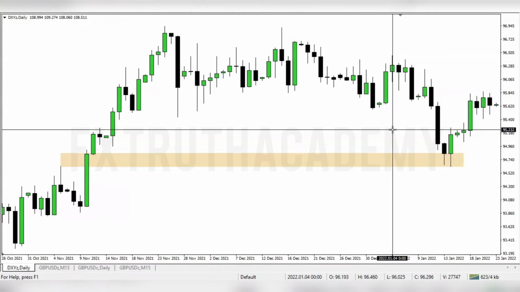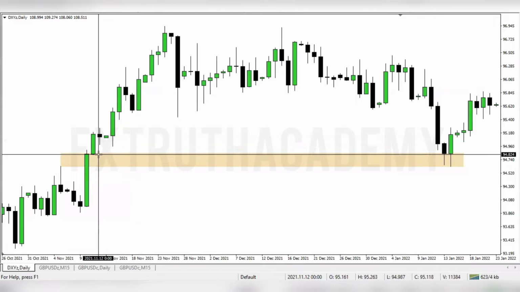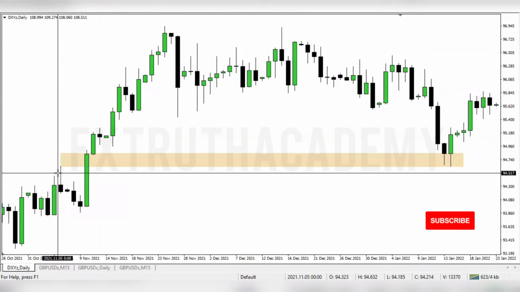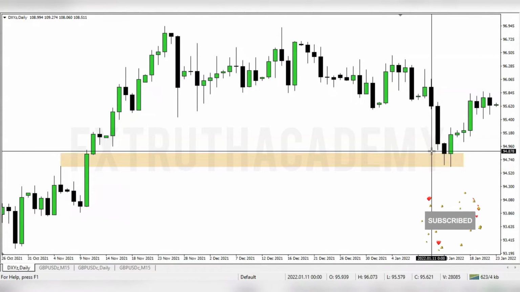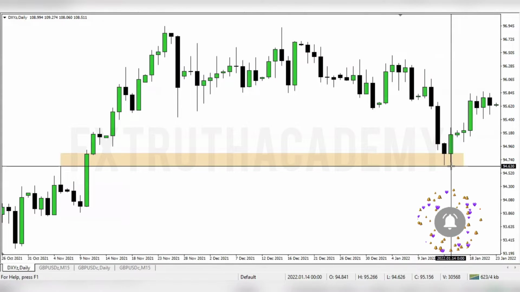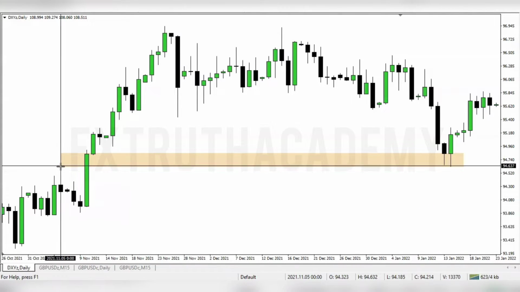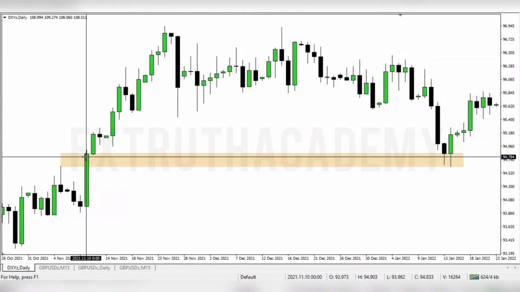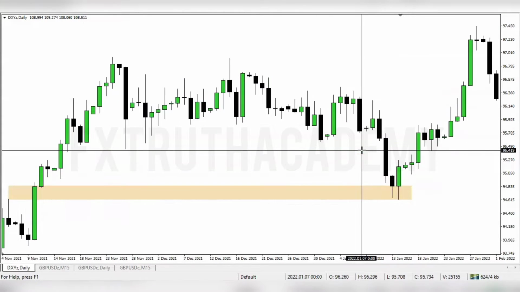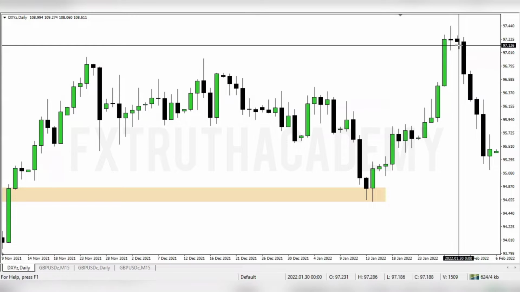So price came in right here, filled in this particular fair value gap from this low to this particular high. You can see the low of this candle hitting the high of this candle, filling the void completely. And since then, we saw a quick response in price higher.